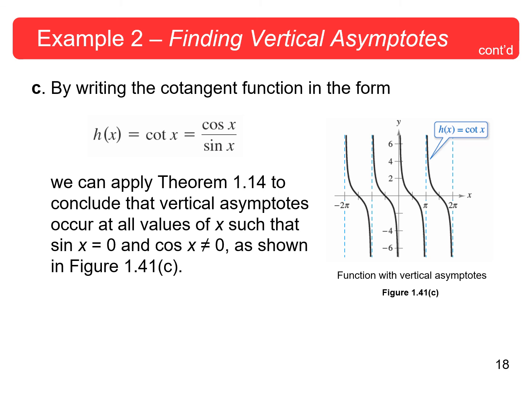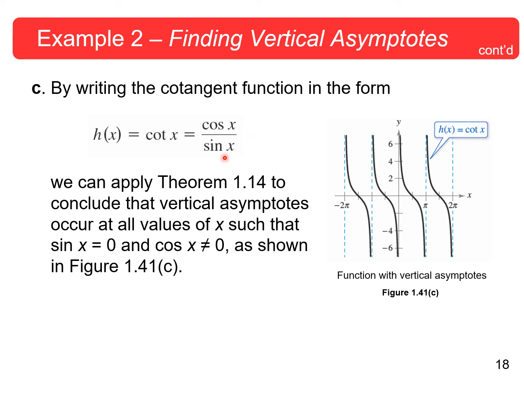So for the third function, we have h of x equal to cotangent x. To get the vertical asymptote, you just have to write cotangent x as cosine of x over sine of x. Now, to find the vertical asymptotes, we can apply theorem 1.14. That is to find all the values of x that will make the denominator equal to 0, and then make sure that those values of x will not make the numerator equal to 0.